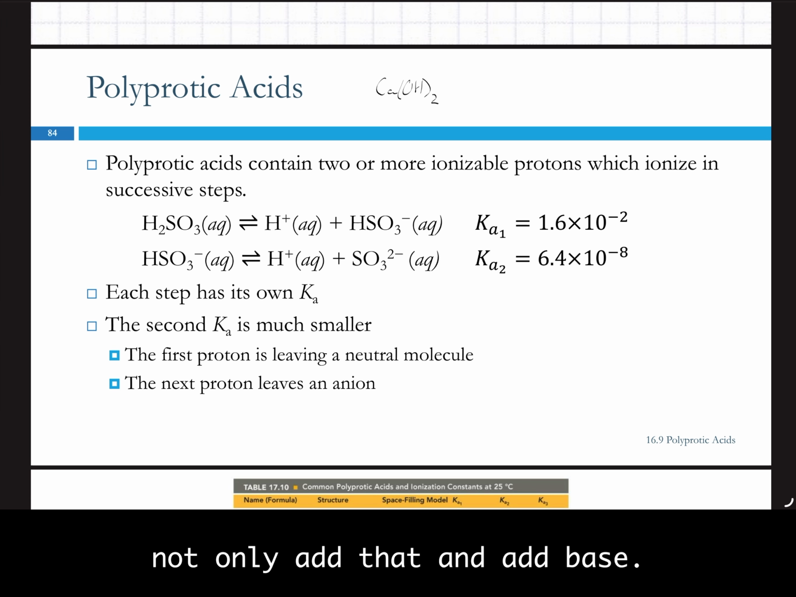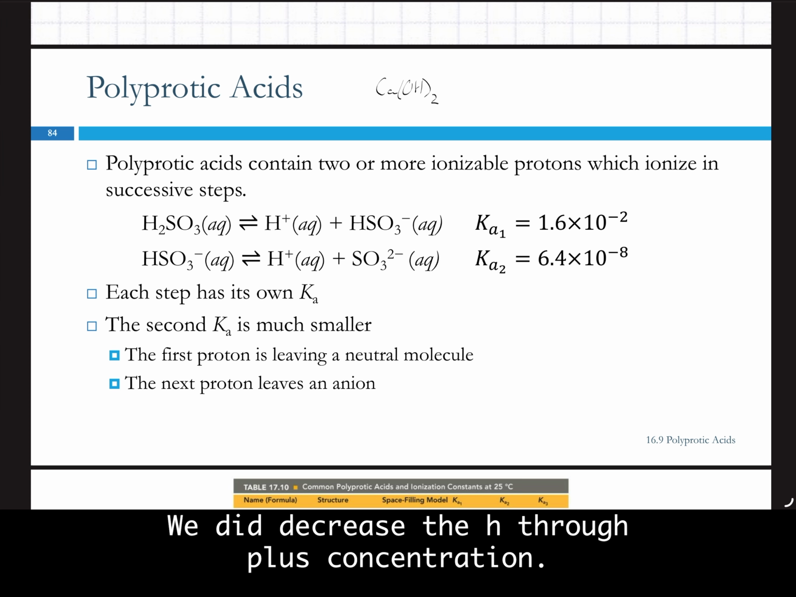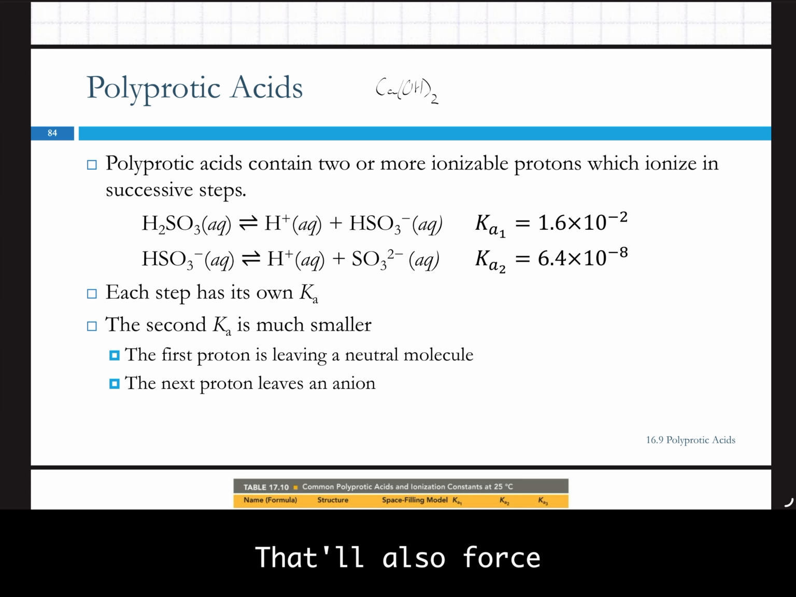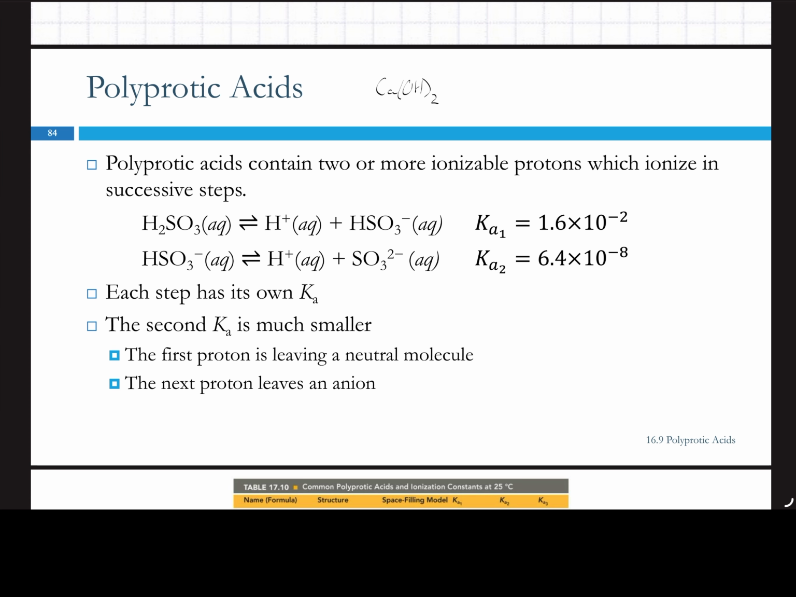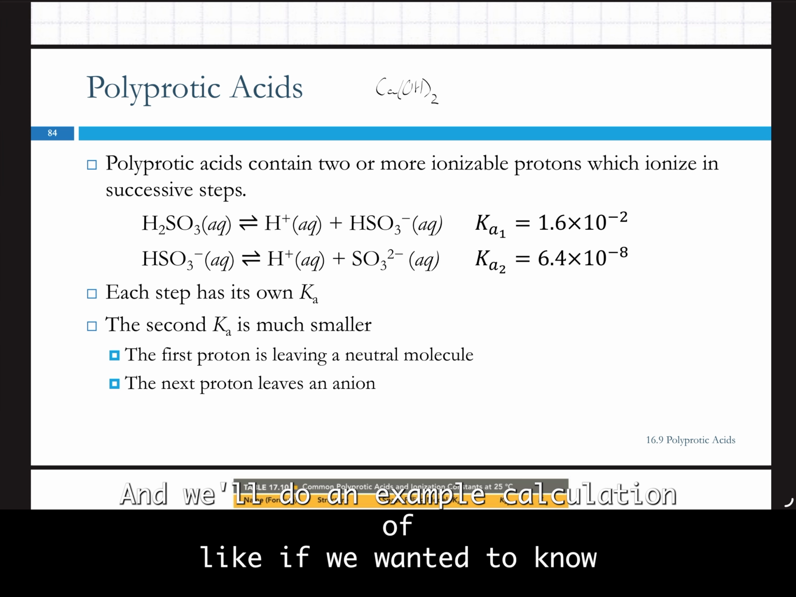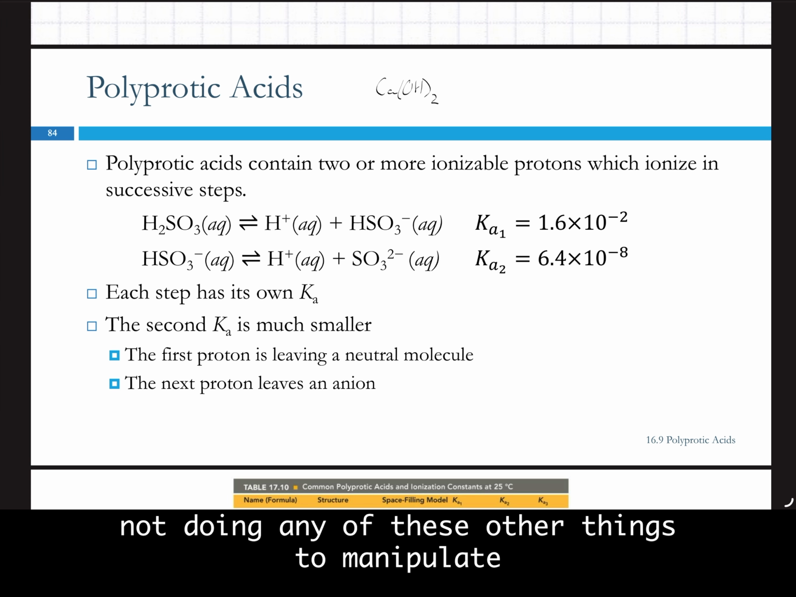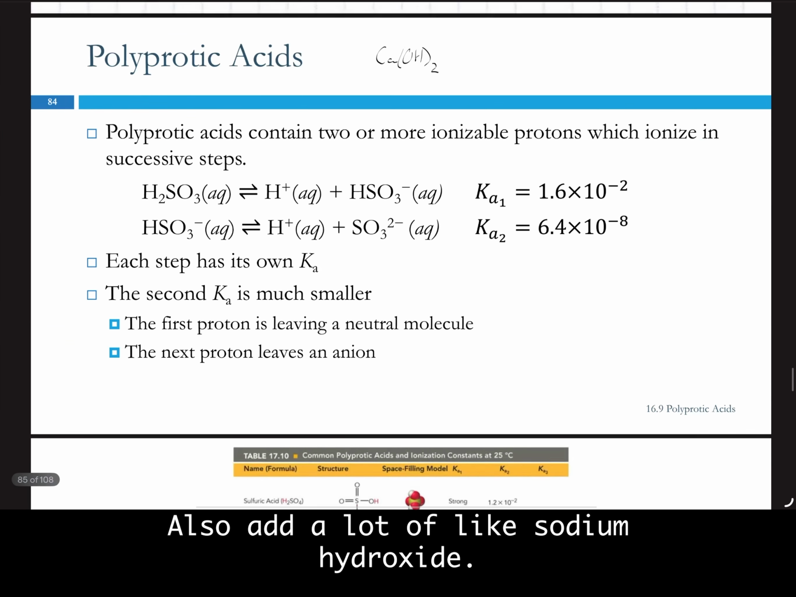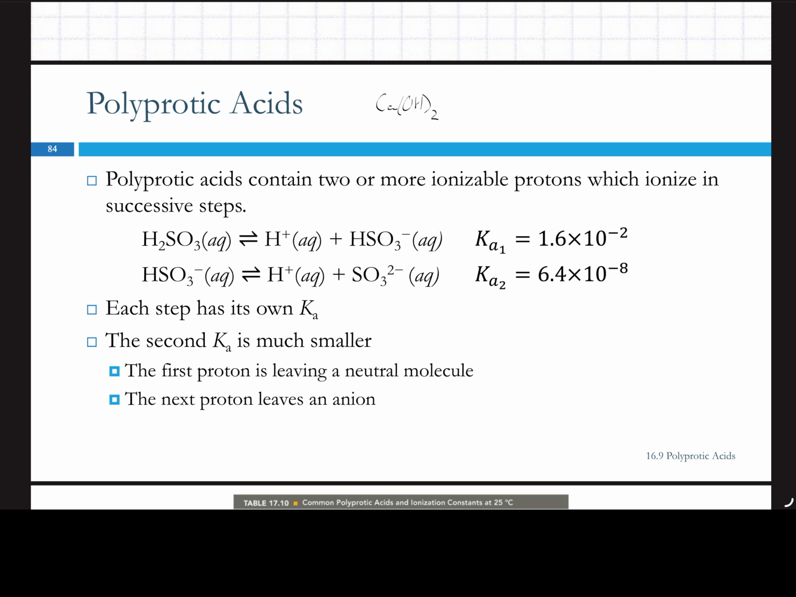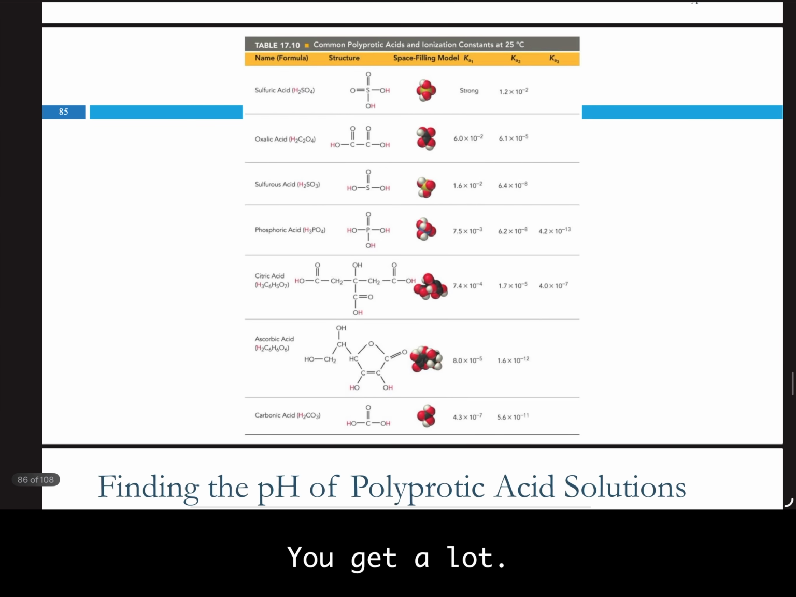Only add that and add base. So we make the solution really basic. We decrease the H3O plus concentration. That'll also force SO3 2 minus concentrations to increase. And we'll do an example calculation of, if we wanted to know, not doing any of these other things to manipulate, how much SO3 2 minus there would be in solution. So add a lot of sodium hydroxide. Yeah, just neutralizing it, you get a lot.